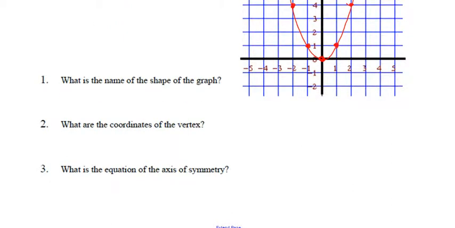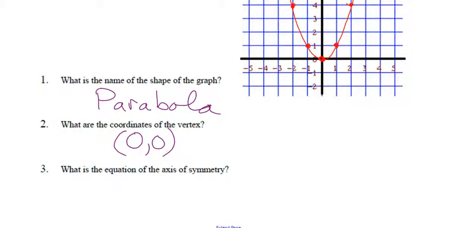What's the name of the shape? It's a parabola. What are the coordinates of the vertex? These are coordinates. It's an ordered pair. It's in parentheses with a comma in between, right? What is the equation of the axis of symmetry? x equals 0. All right, we good? First page, left-hand side, really.